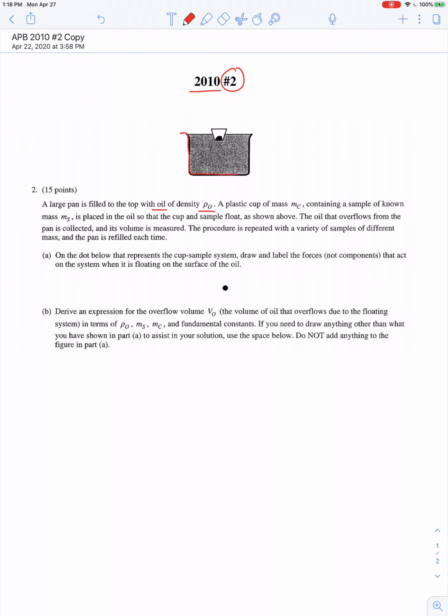So here's our large pan, and it's filled with an oil with a density of rho naught, and it's filled to the very top. And that's with this cup sitting in it. They tell us that the plastic cup has a mass of mc. And then with the fluid at the very top, a sample of some known mass, so that little chunk in there, ms, is dropped in, and that causes some of the oil to overflow out of the top of the pan. The oil that overflows is collected and its volume is measured, and the procedure is repeated with all different samples.